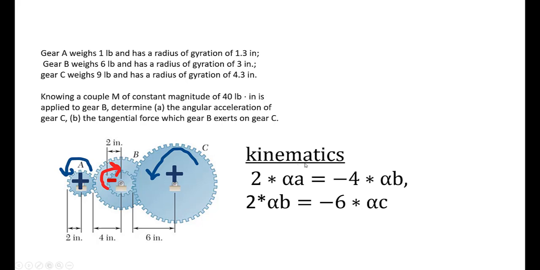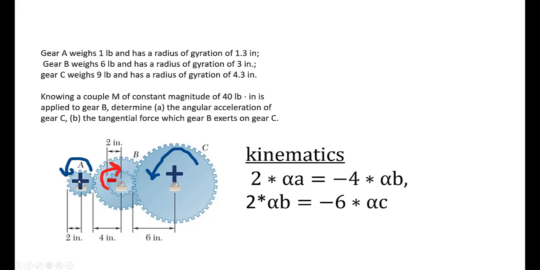So remember, kinematics, this is like from chapter 11, where you relate the motion of one thing to the other thing. And we relate the motion by where they touch one another. So where the gears come together, it's not slipping. One gear is not slipping on the other. So the tangential acceleration is the same for adjacent gears. So right here between A and B, those gears are both moving up. And right here between B and C, these gears are both moving down. So we have that tangential acceleration is equal to R alpha.